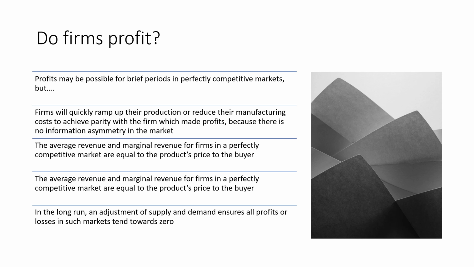Average revenue and marginal revenue for firms in a perfectly competitive market are equal to the product's price to the buyer. And as a result, the perfectly competitive market's equilibrium, which had been disrupted earlier, will be restored. And in the long run, an adjustment of supply and demand ensures all profits or losses in such markets tend towards zero.